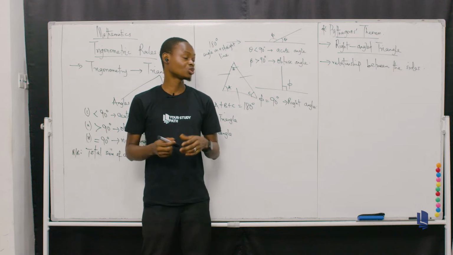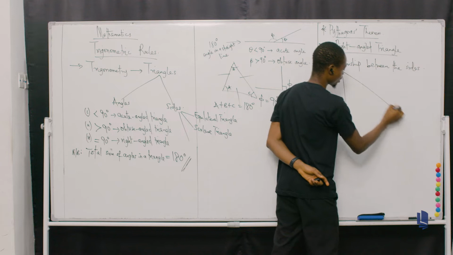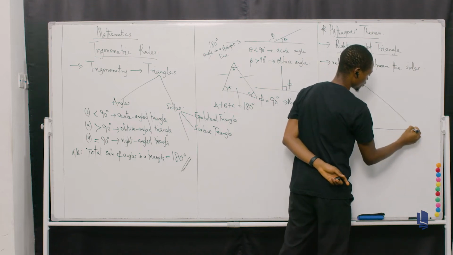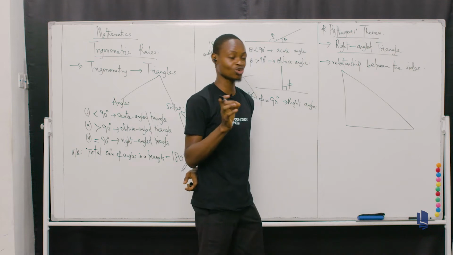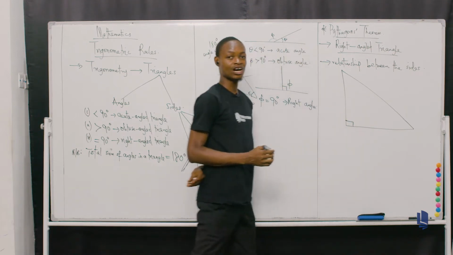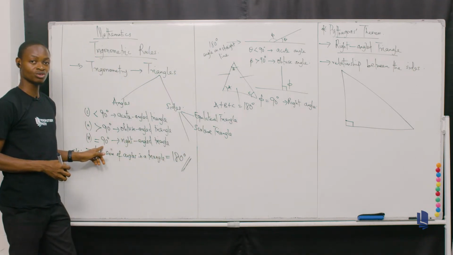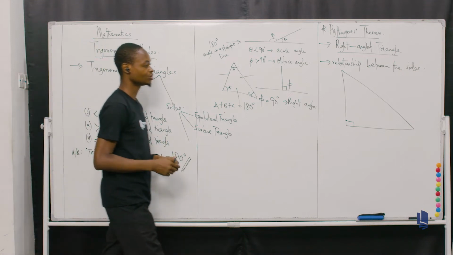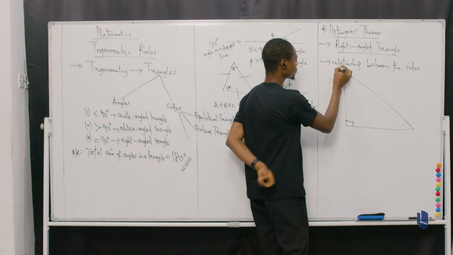Now, how then do we talk about this relationship? Consider a right-angled triangle. Let us talk about what it means to be a right-angled triangle. For it to be a right-angled triangle, first off, it must have a right angle. That is the angle that is exactly equal to 90 degrees. First condition. Now, let us name this triangle ABC.